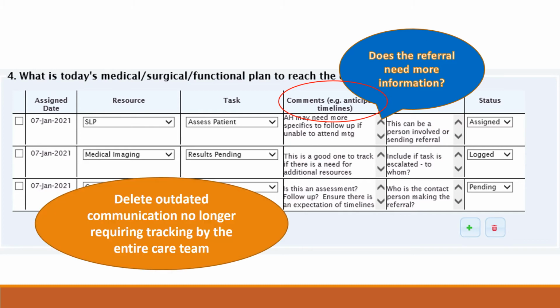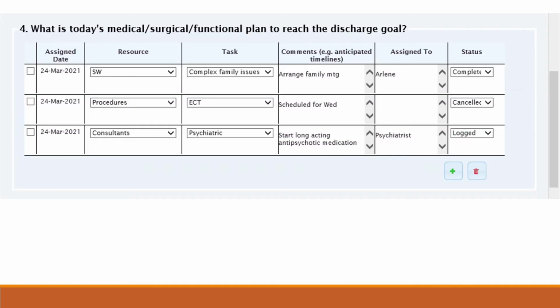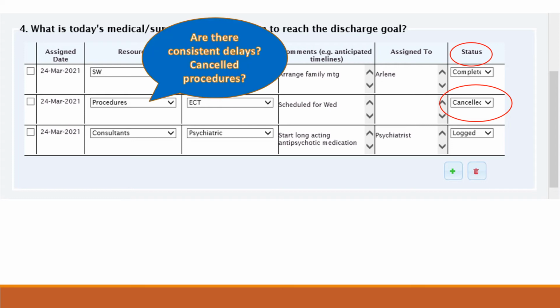Remember to also delete outdated information or communication no longer requiring review by the care team by just clicking the box next to the entry that can be deleted and then clicking on the trash can in the bottom right corner of each question. It is also helpful to use the status elements to log canceled procedures, in addition to monitoring pending or completed tasks that need to be tracked.